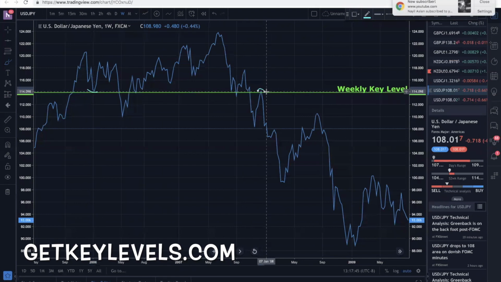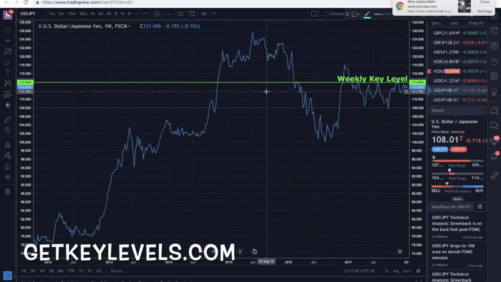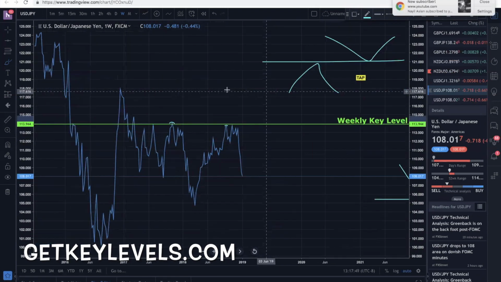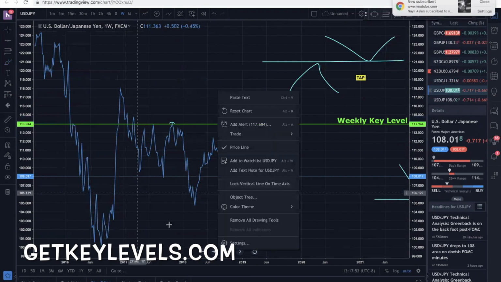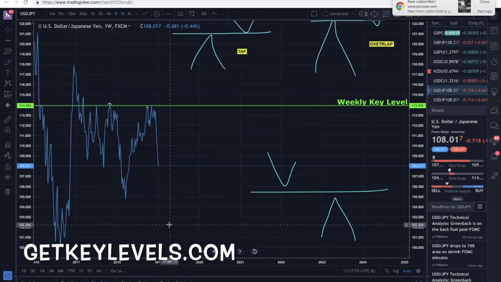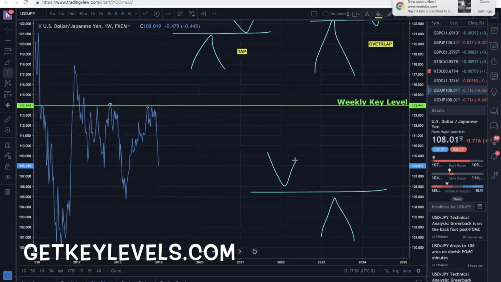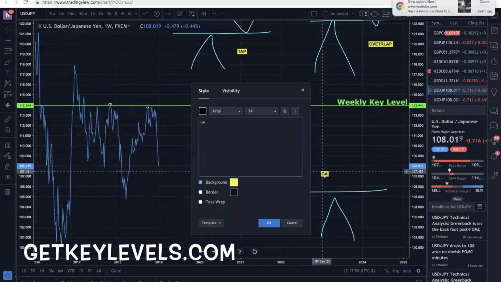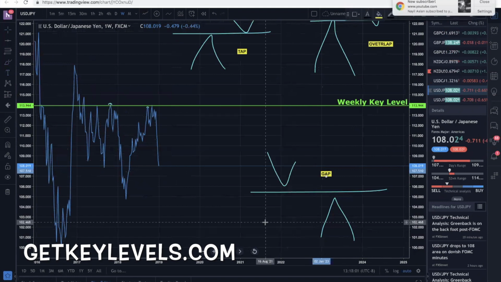And at the end of the day, what we're looking at here is zones. And most importantly, we want to make sure that we have a solid zone. So I'm going to remove all these drawing tools. And you're going to want to make sure that you have this copied down in your notes right here, these three scenarios. So we have gap, overlap, and tap. Remember, we're going to be using this on this time frame as well as our daily time frame to find major key levels, okay? So tap, overlap, and gap.